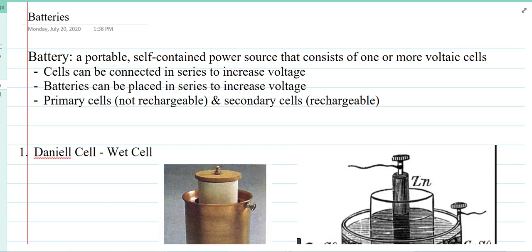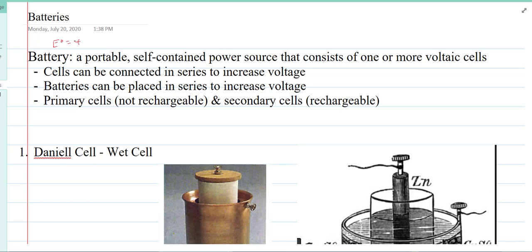So batteries. We'll start off with a battery. And a battery, we know that E standard for a battery is positive, right? They're going to be voltaic cells. They're portable, self-contained power units that consist of one or more voltaic cells. And so the cells can be connected in series to increase the voltage, like we'll learn what a car battery does. However, batteries can be placed in series to increase the voltage. They just increase the amount of electrons.